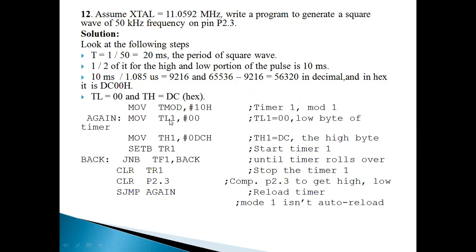Here again we have to take the value. What is the value in TL? 00 into TL1, and in TH1 we have to take 0DCH. Then start timer 1. To start timer 1 the instruction is SETB TR1. Then monitor timer flag 1 with JNB TF1, back. This loop will be continuously executed until timer flag 1 becomes high. Once the timer flag becomes high, stop timer 1. Complement P2.3 to get high and low pulses.